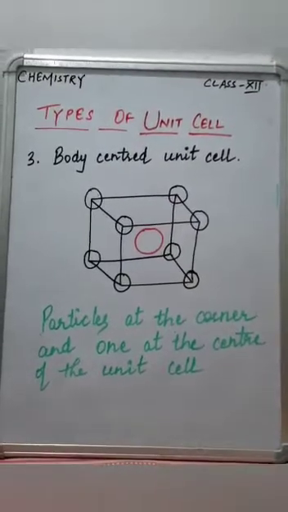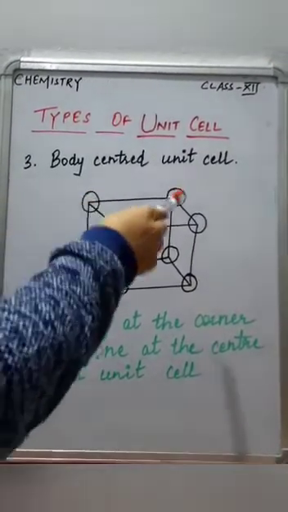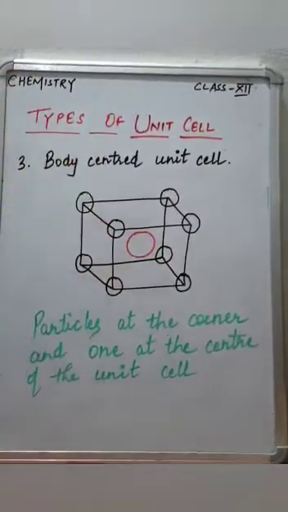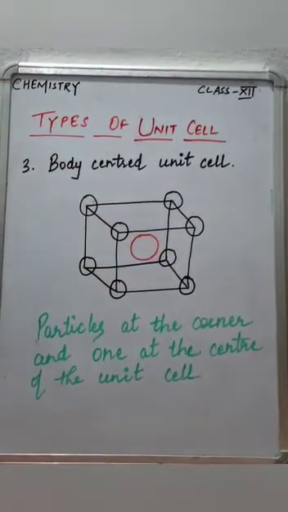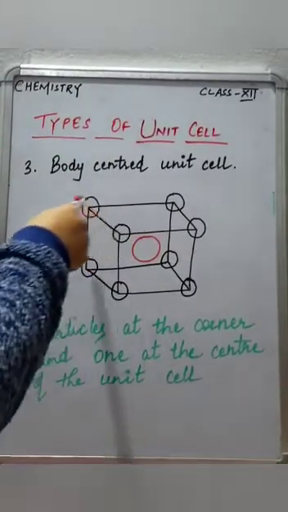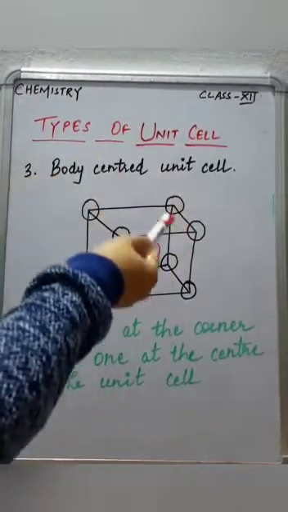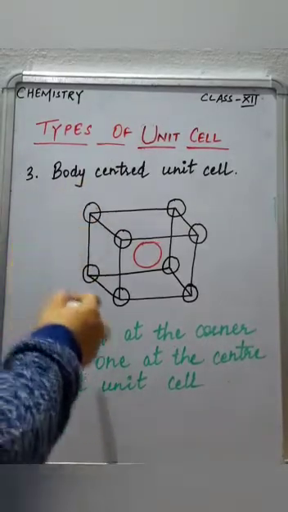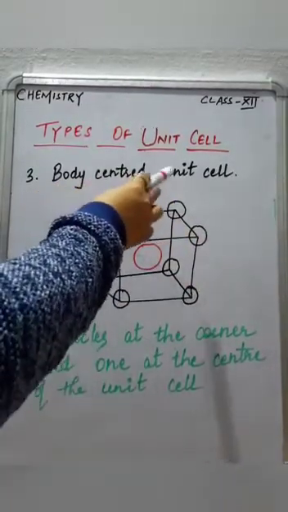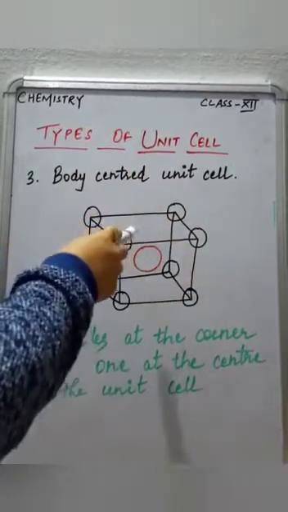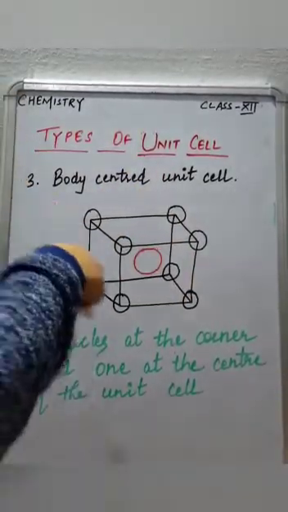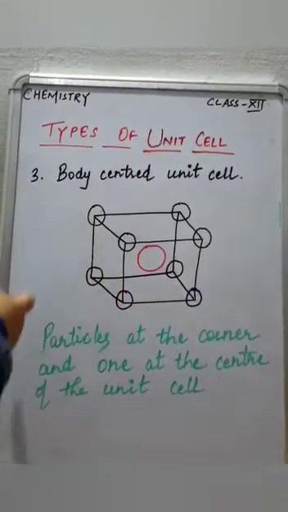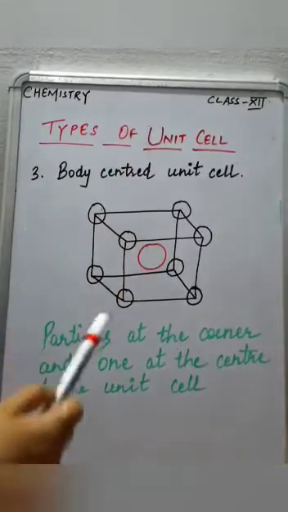In a body-centered unit cell, particles are at the corners of the cube and one at the center of the cube. You can imagine a room in which there are 8 corners, so 8 particles at each of the corners and one big ball at the center of the room. This kind of structure is called a body-centered cubic unit cell or body-centered unit cell.